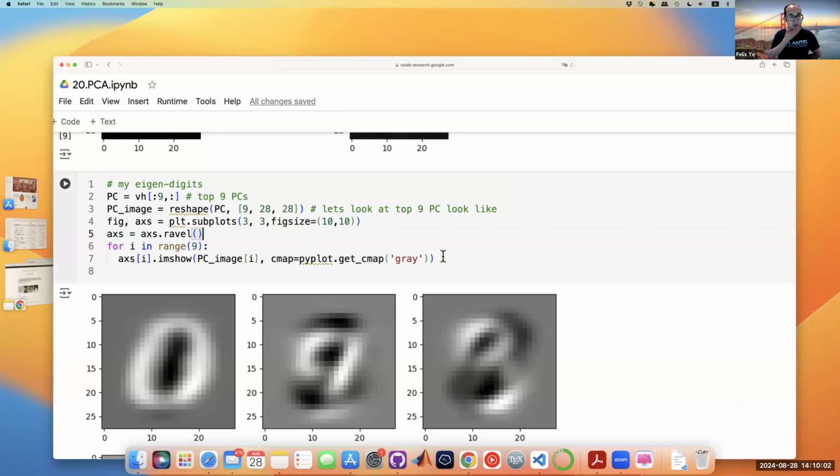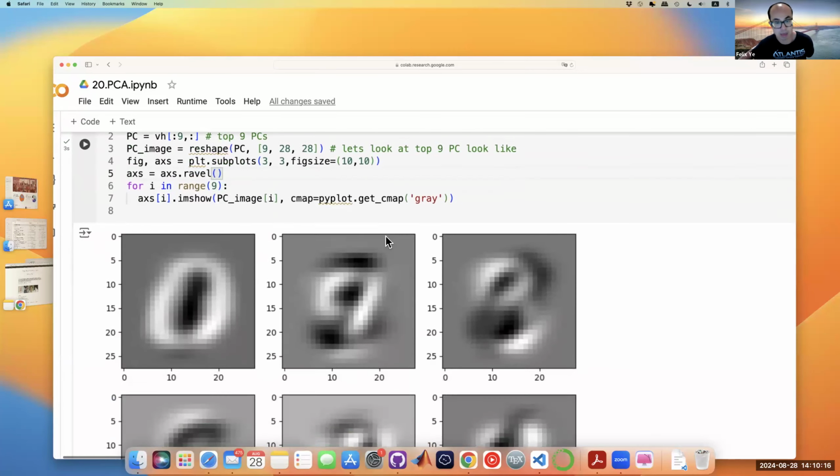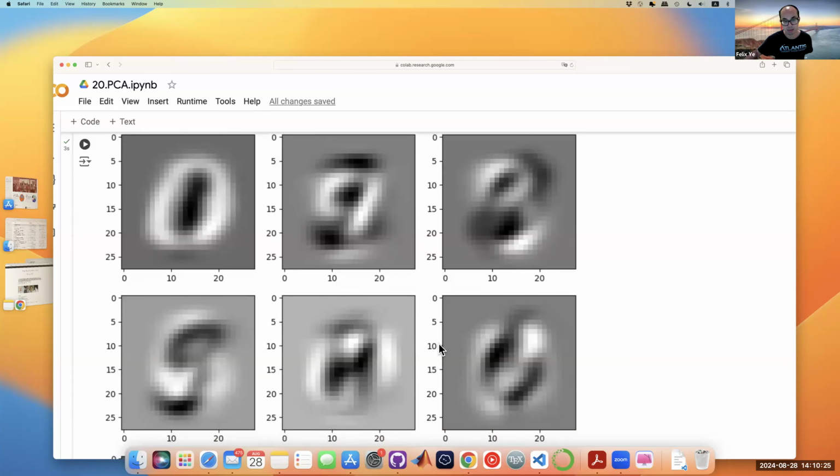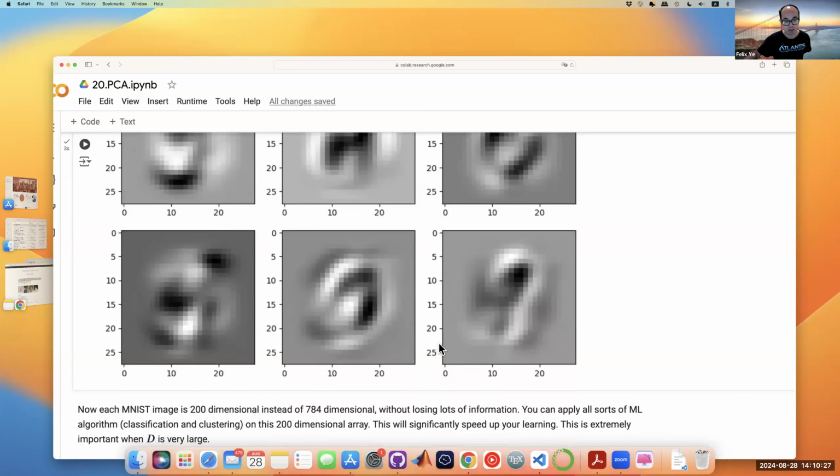Of course, you will be curious what those eigendigits are. We can take the top 9 principal components and reshape them to 28 by 28. You want to see what those principal components really look like. So this actually looks like this, and it has a name called eigendigits.